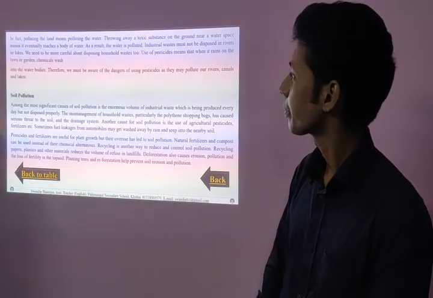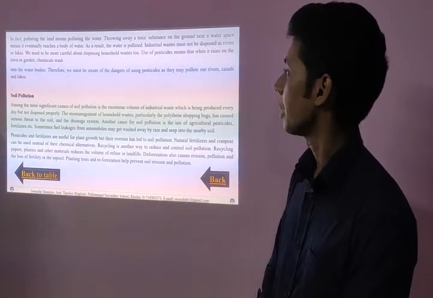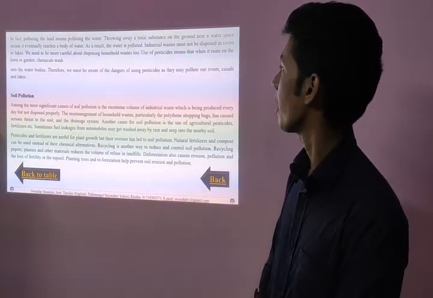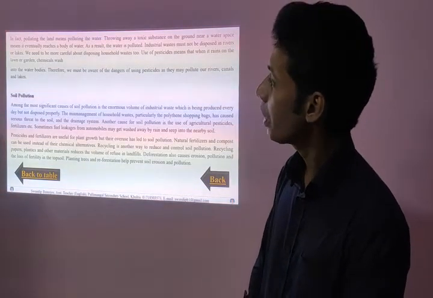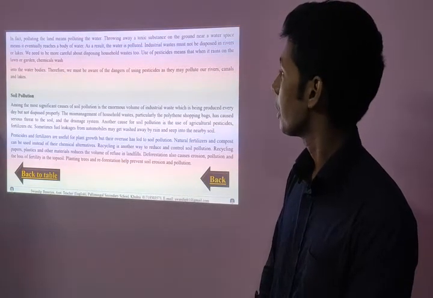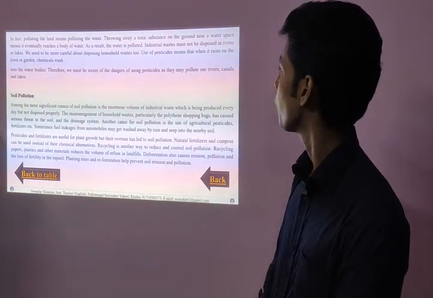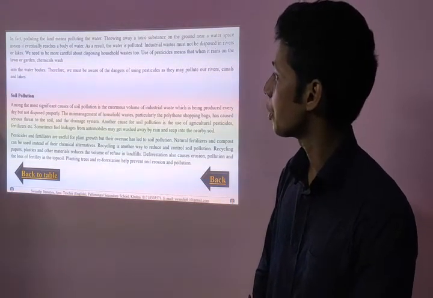In fact, polluting the land means polluting the water. Throwing away a toxic substance on the ground near a water space means it eventually reaches a body of water. As a result, the water is polluted. Industrial wastes must not be disposed in rivers or lakes. We need to be more careful about disposing household waste too.